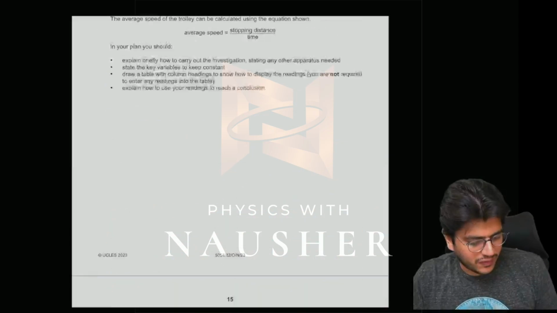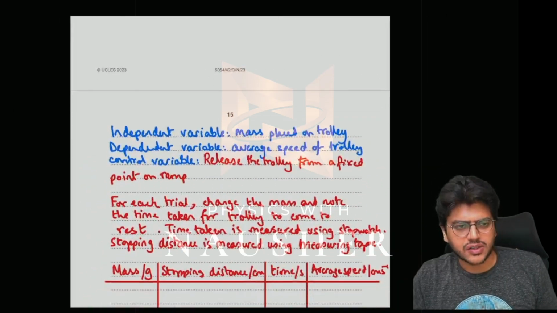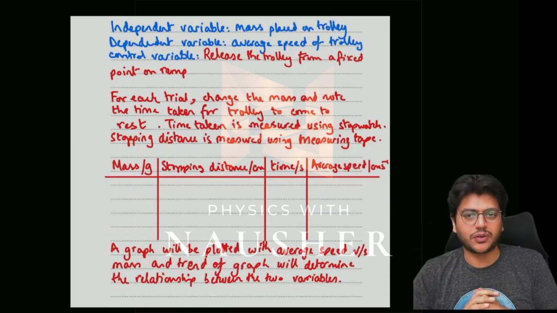Then finally, they always ask, how do you reach conclusions? And there's a standard answer for that, and that is a graph will be plotted with the average speed, your dependent variable, and your independent variable.